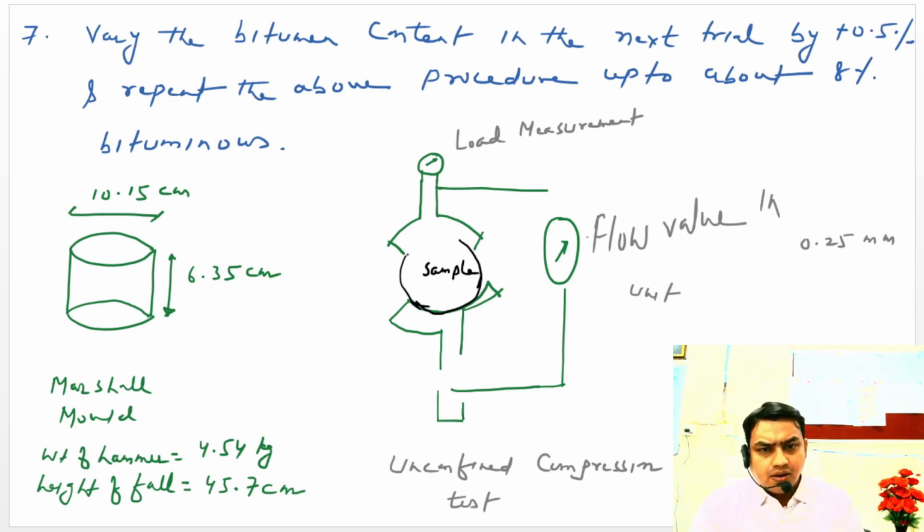This is our sample. Let us say this is our sample, and load is applied. The maximum load at which this sample fails will be the stability value, and the flow value is also measured at that time.